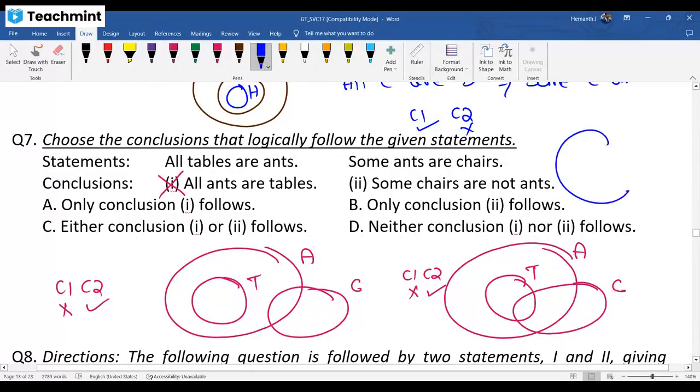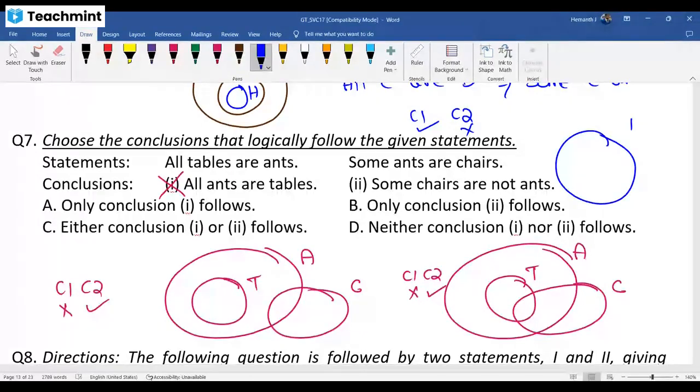Okay, all tables are ants, right? Some ants are shades. I can draw like this also, that shades. Some part of ants are shades. This is ant. Some part of that is occupied by chairs. Now, some chairs are not ants is wrong here. First one wrong, second one wrong. Both wrong in this diagram.